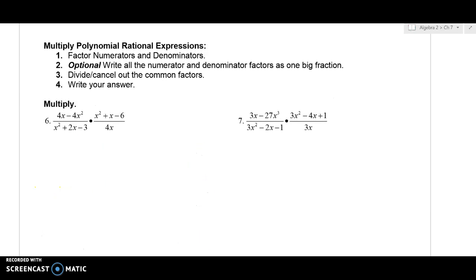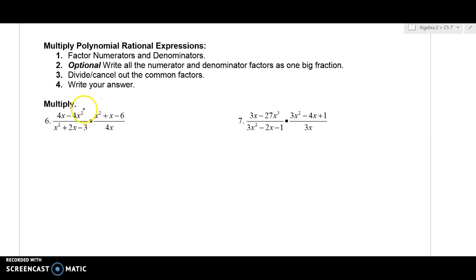Number 6 is actually just like number 1, except now we have 2 fractions. But the important thing to know is the numerator on the left and the numerator on the right are both in the numerator. The denominator on the left, the denominator on the right, they're both the denominator. So your goal is going to be factor, factor, factor, factor. Factor everything that you can possibly factor.